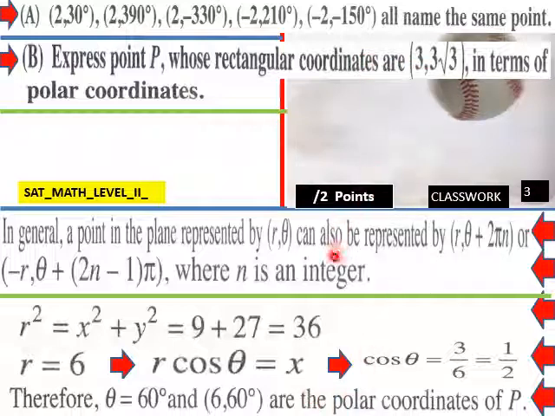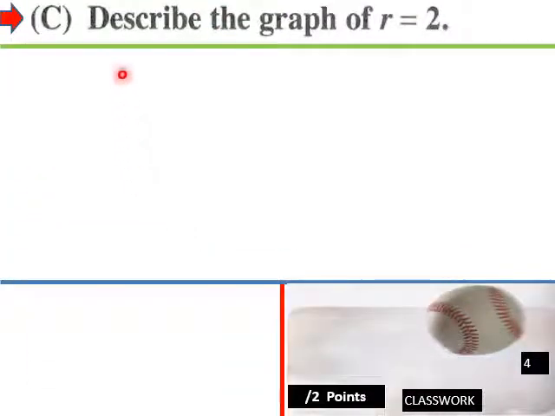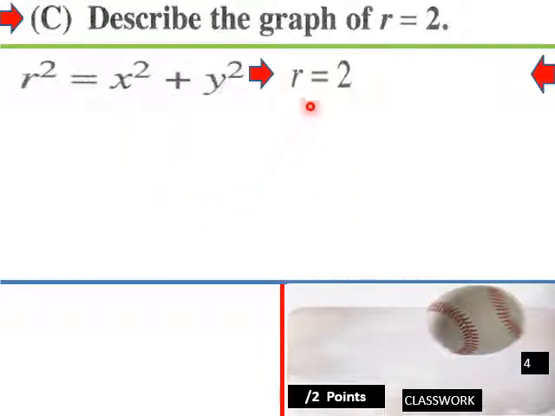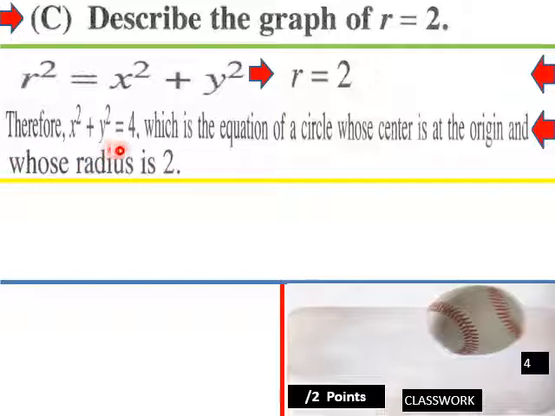Okay, so describe the graph of r equals 2. R squared equals x squared plus y squared, and we know r equals 2. So we plug in our values, and x squared plus y squared equals 4, which is the equation of a circle whose center is at the origin and whose radius equals 2.